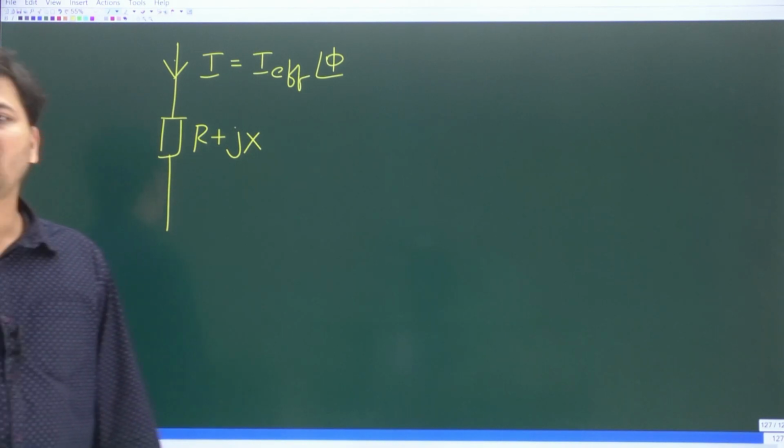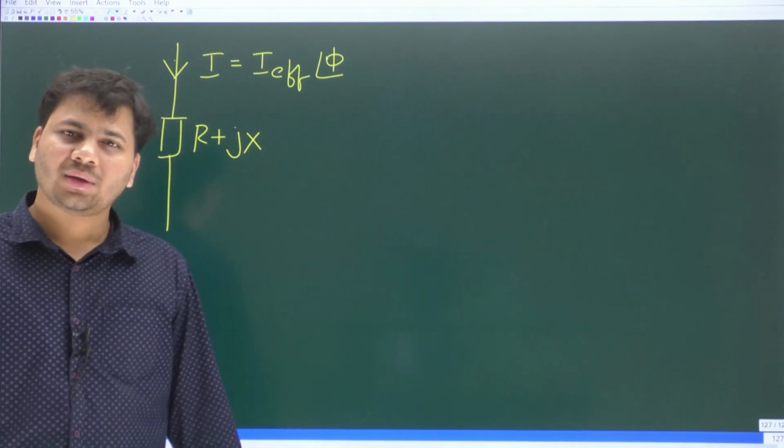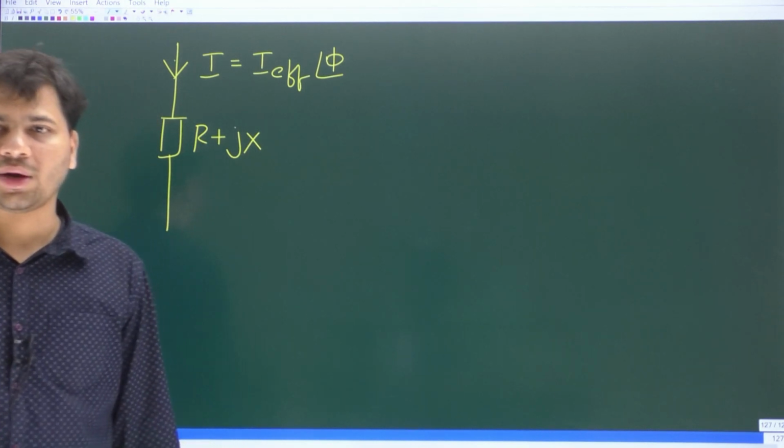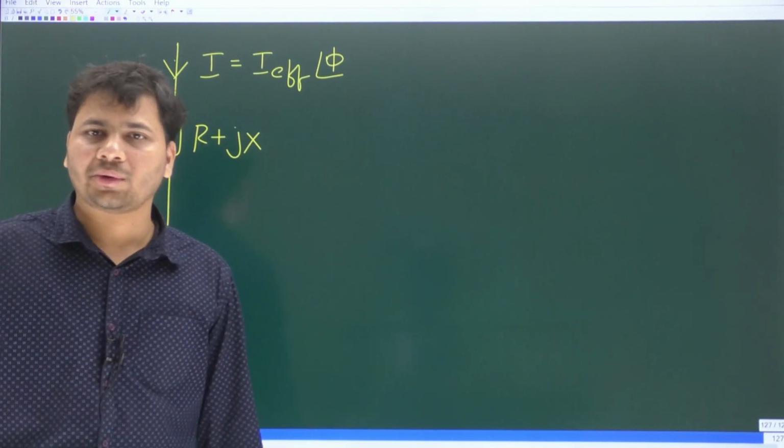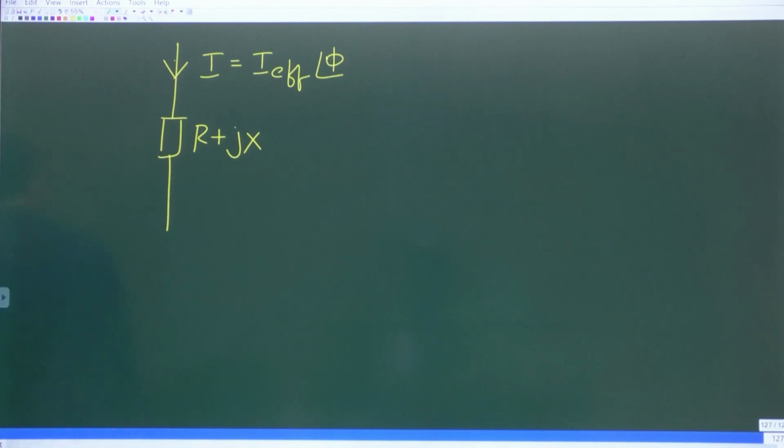Is it not I effective squared into R? Average power absorbed by this two-terminal element will be equal to what? I effective squared into R. Yes or no? Very good. I effective squared into R.